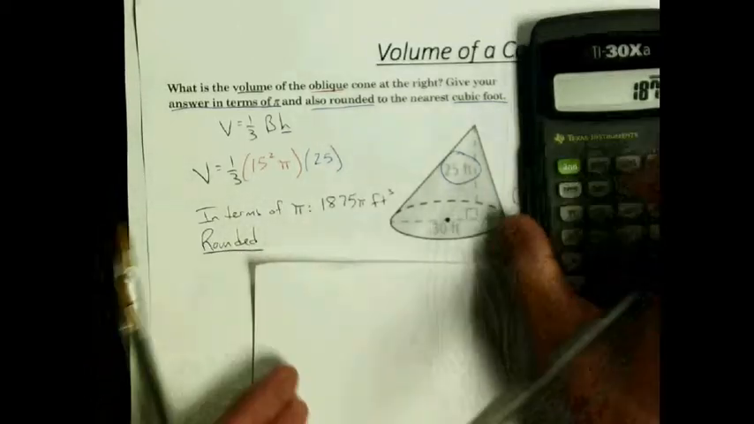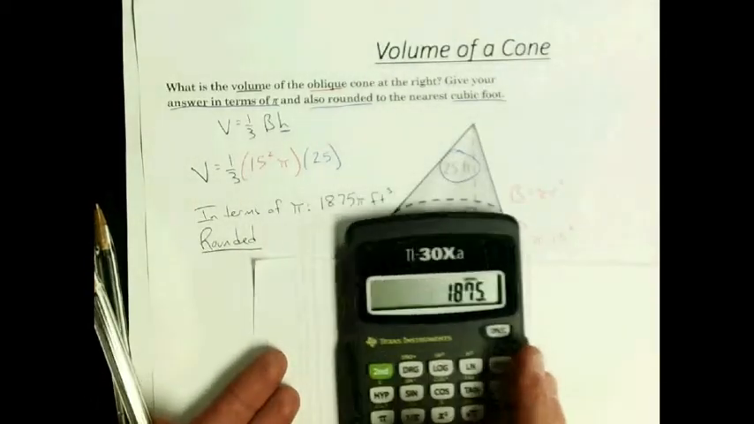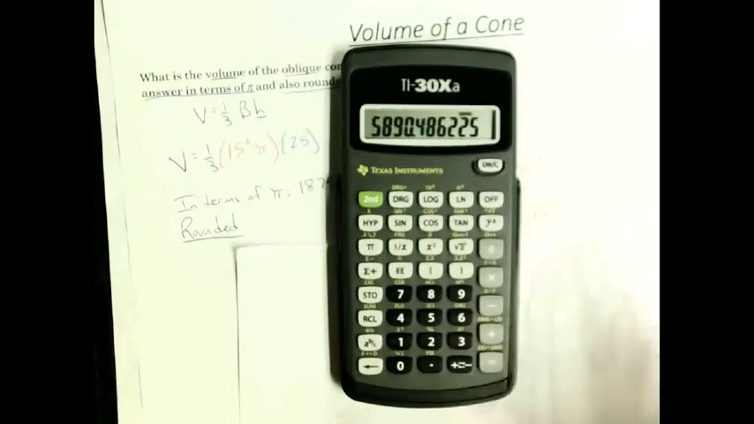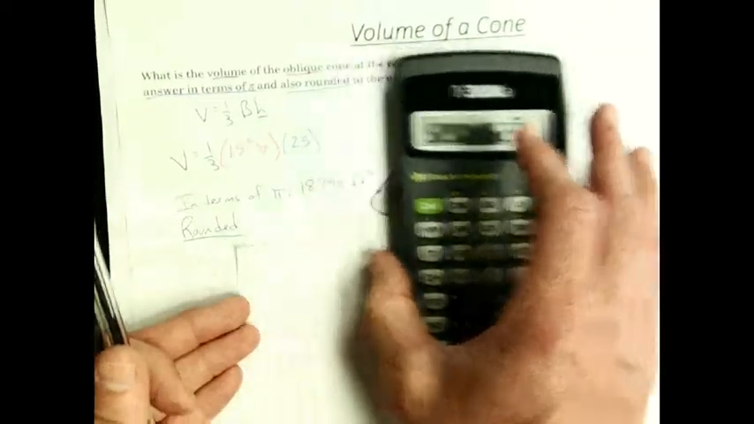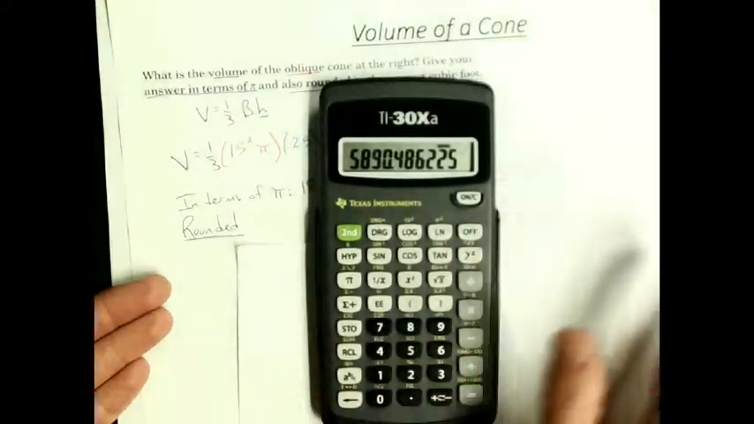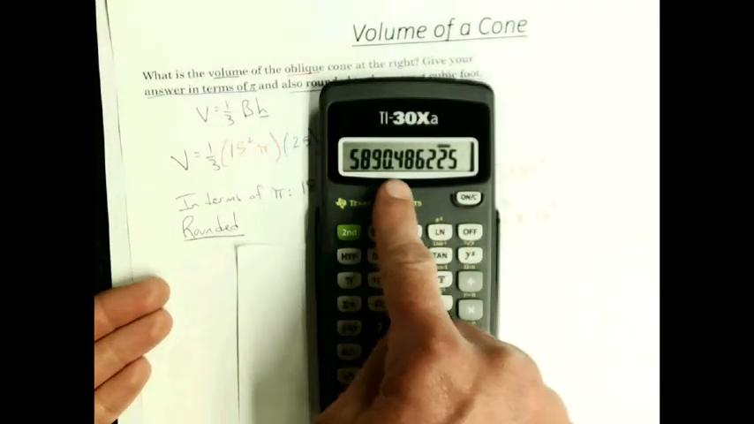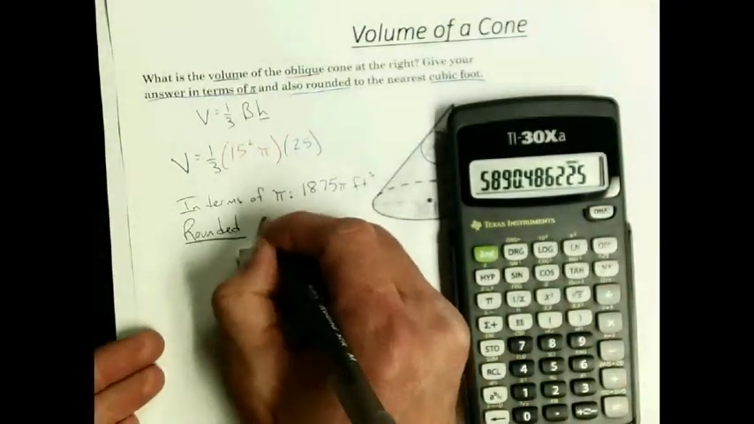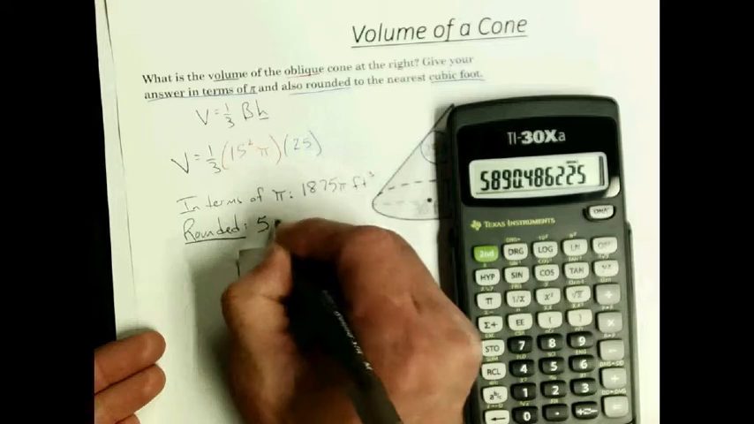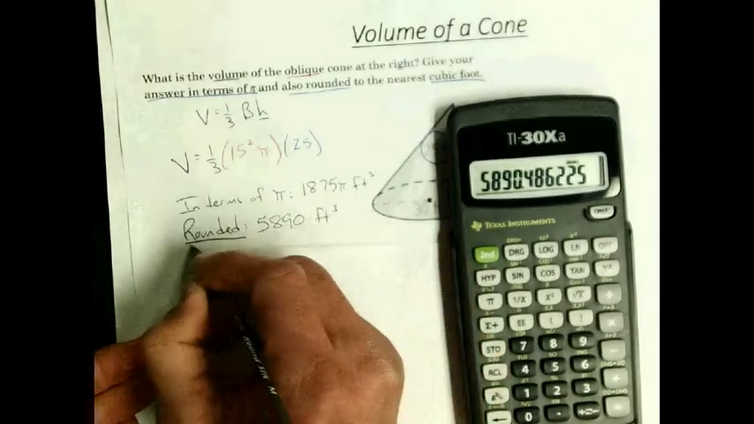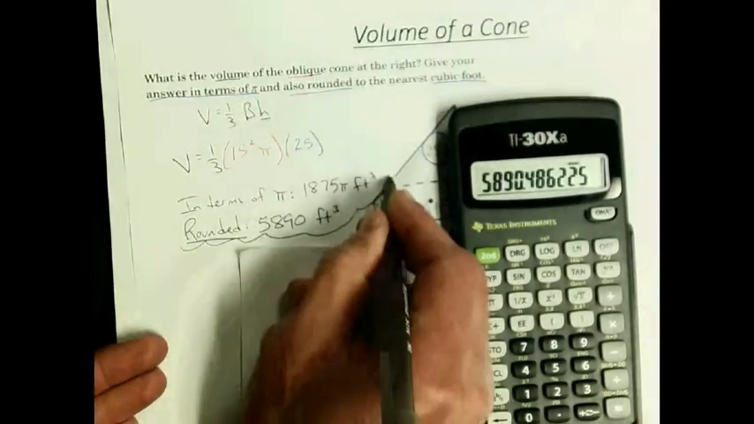And then rounded. Now, rounded, here's what we can do. Once we have 1,875, just multiply that by pi. Times pi equals. All right, nice and easy. This says rounded to the nearest cubic foot. With a number like this, 0.4 ain't enough, so our closest cubic foot is 5,890, and that's our closest cubic foot. Okay, so that's both answers.